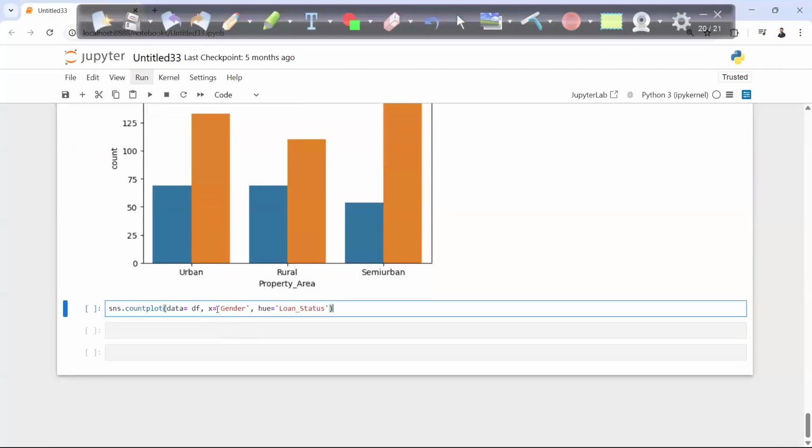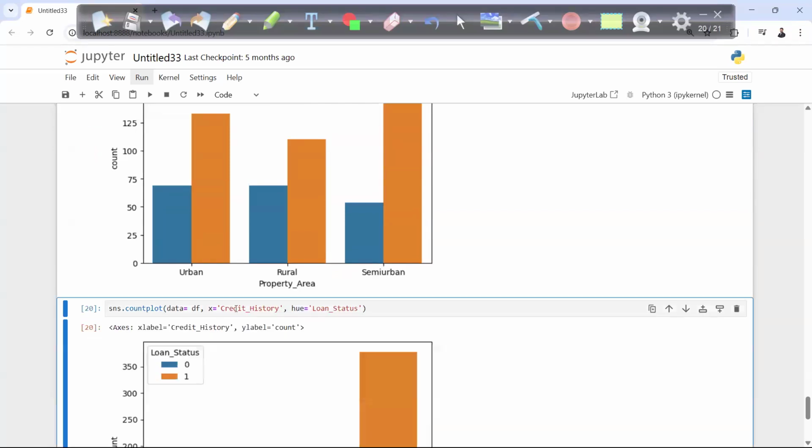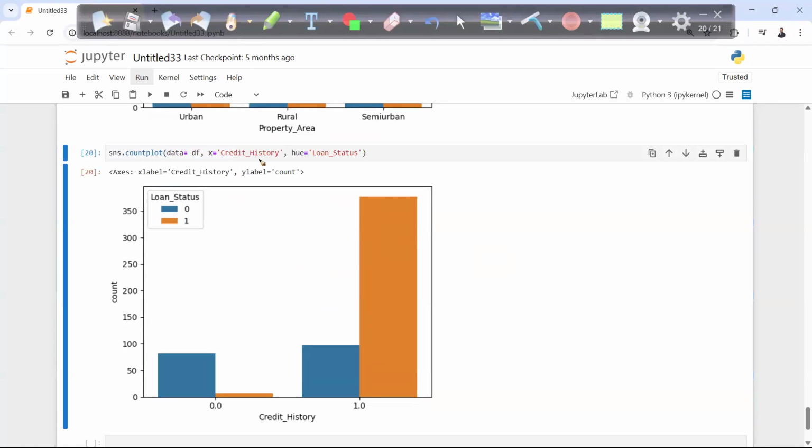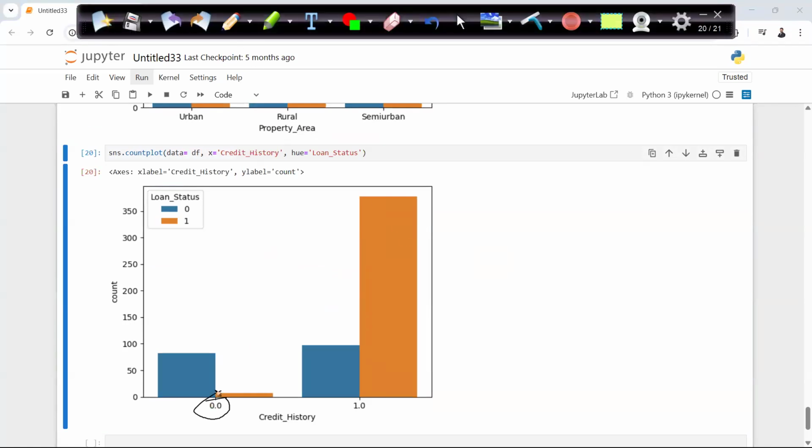Let me come to the most important feature. That is credit history. By seeing this plot, you will get the real understanding of what it means, right? If you are having credit history as 0, almost negligible loans are approved. If your credit history is 1, your approval is on the higher side. When your credit history is 0, your rejection is higher as compared to approval. So clear cut, this feature is very important.